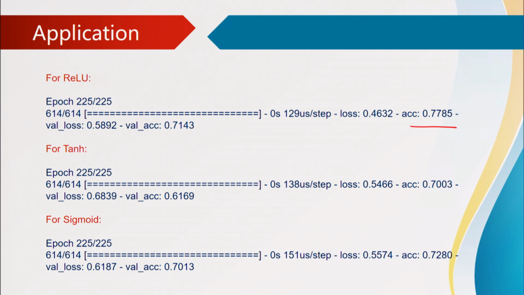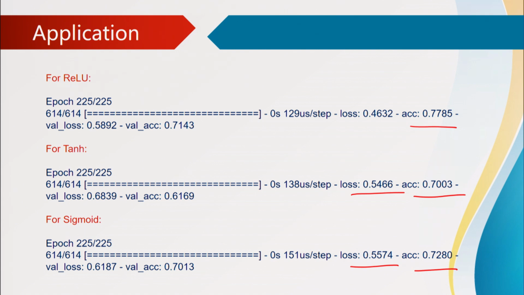and the accuracy value is 0.7143. Now, when compared to ReLU, in the execution of the tanh function with the same epochs, we see the loss as 0.5466 and the accuracy value is 0.7003. If you consider the sigmoid function after execution of 225 epochs, the loss is calculated as 0.5574 and the accuracy is 0.7280. So, out of all these three functions, if you take the accuracy, ReLU is at 77%, tanh is 70% and sigmoid is 72%.